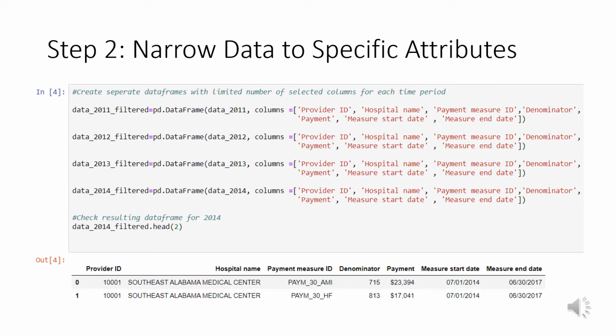We are next going to create separate data frames with a limited number of selected columns for each time period. We're going to limit the number of columns to the following: provider ID, hospital name, payment measure ID, denominator, payment, measure start date, and measure end date.